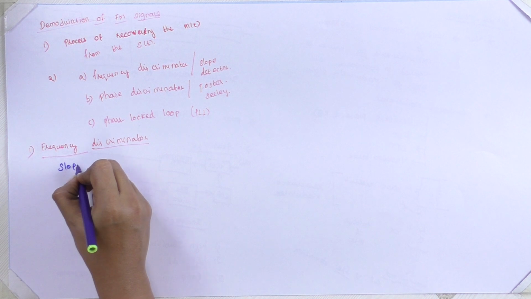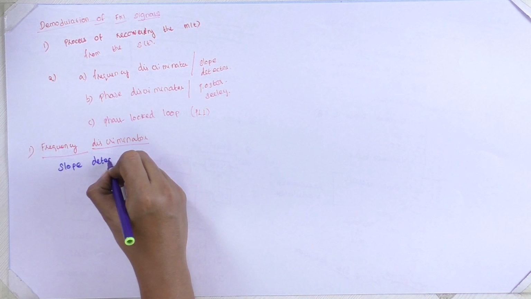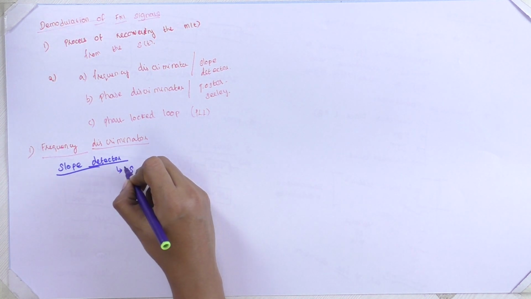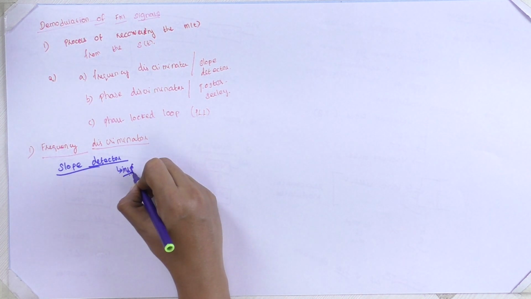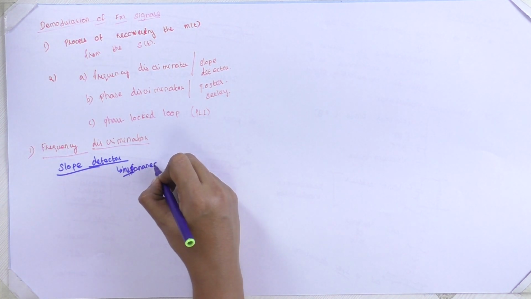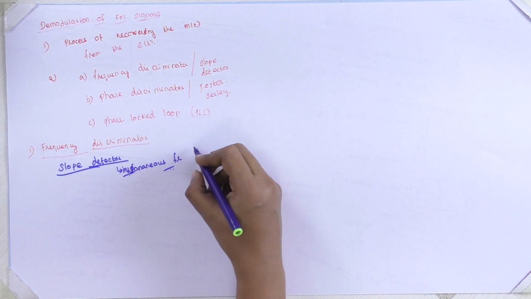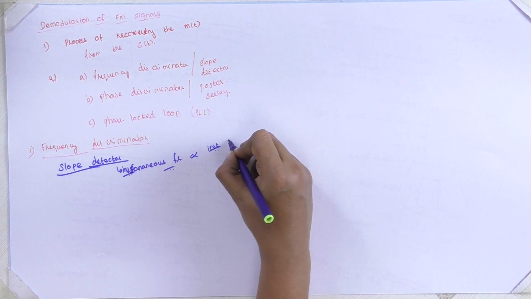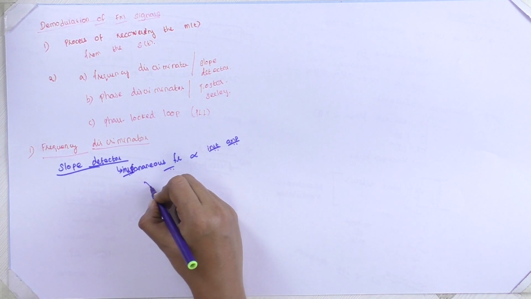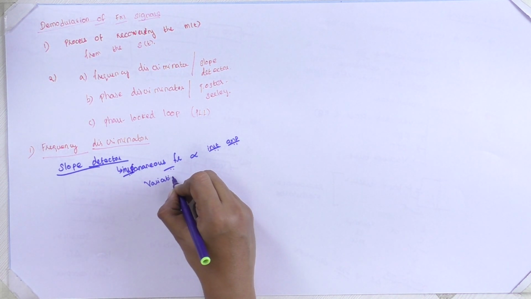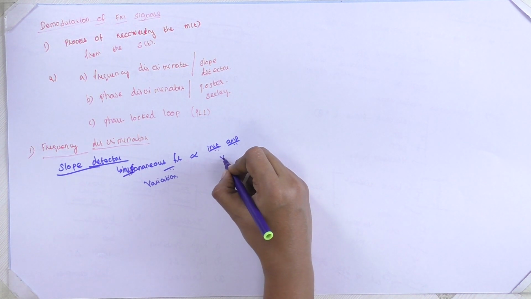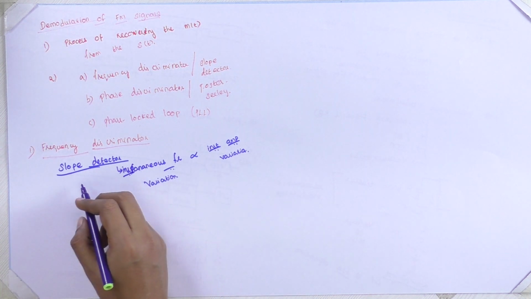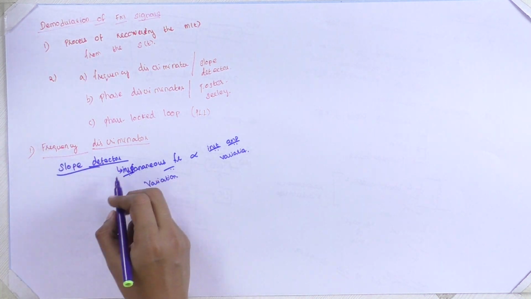The purpose of a slope detector is that it detects the instantaneous frequency variations. It converts these instantaneous frequencies into instantaneous amplitude variation. That is, variation in frequency is converted into variation in terms of amplitude. We are achieving this with the help of the slope detector. Why do we have to go for the slope detector?